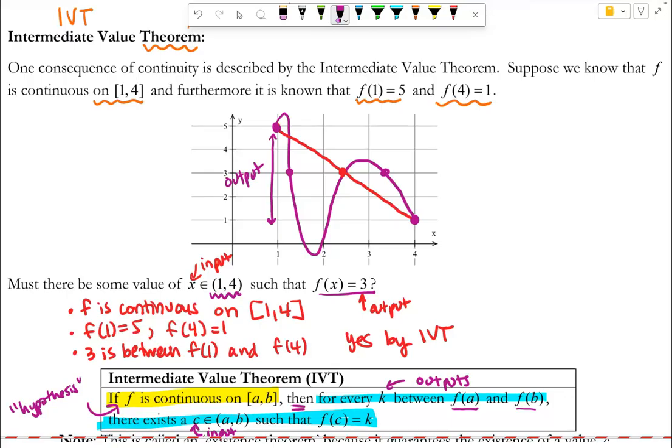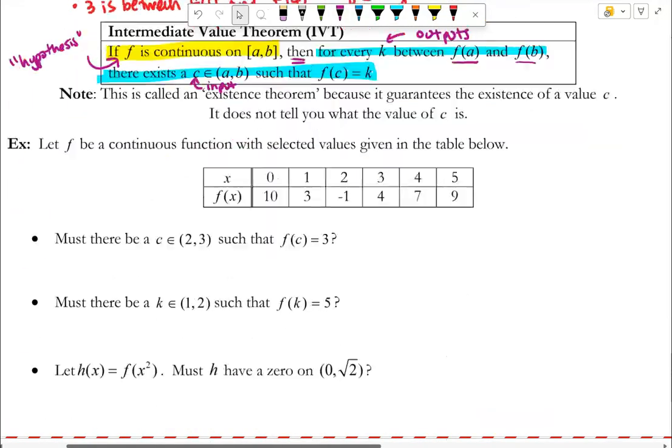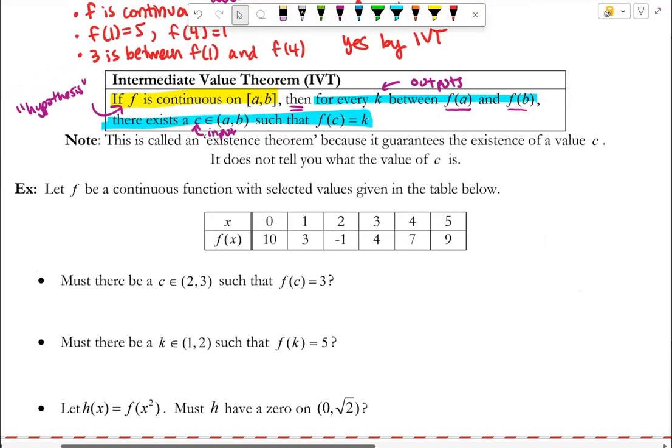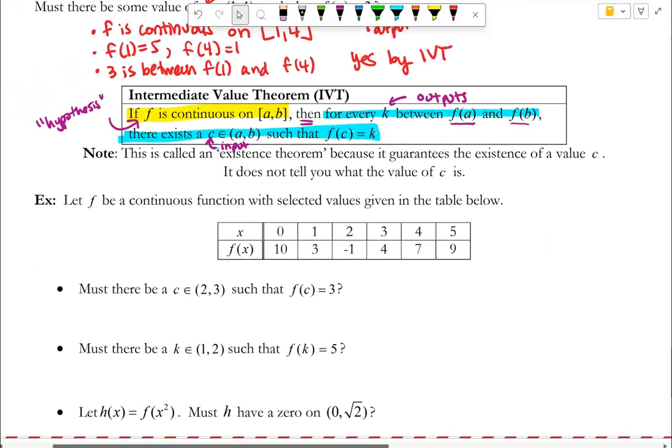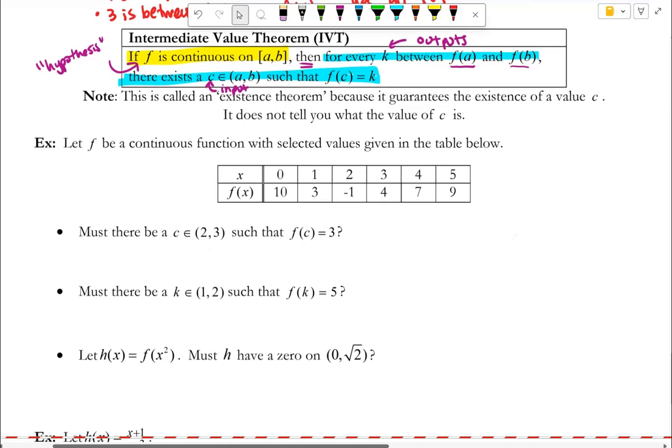So like the y value 2 has to exist. Who knows? Maybe it's here on the linear function. Maybe it's here on that curve I drew. That's really what the IVT means. I know it's confusing at first. We call this an existence theorem. It guarantees the existence of the value c, but it doesn't tell us what c is, so we have to do a little more work for that.